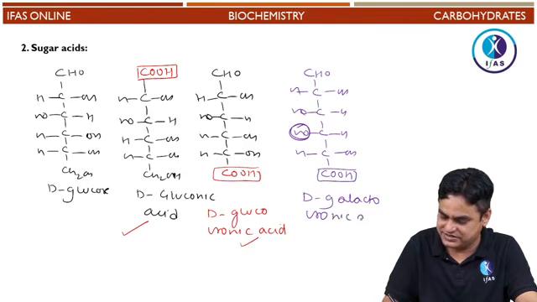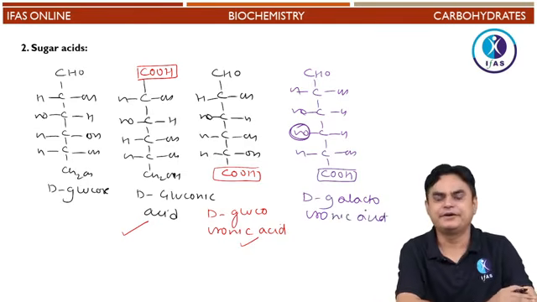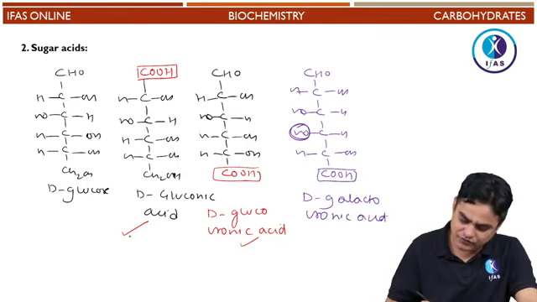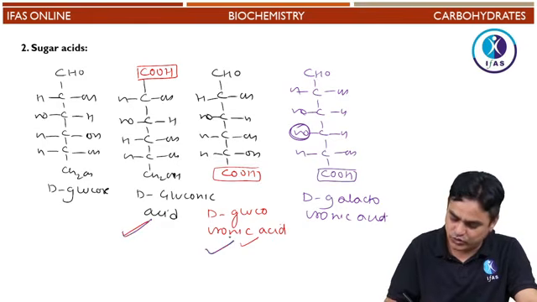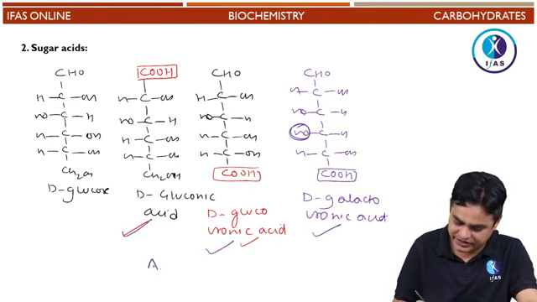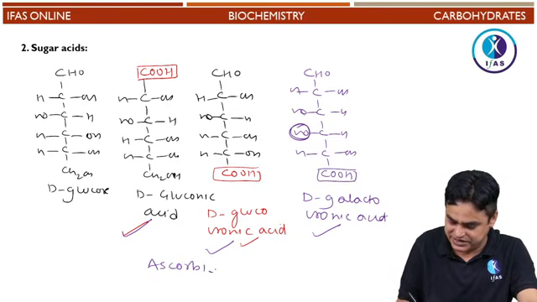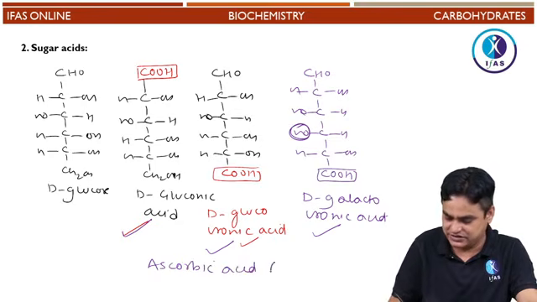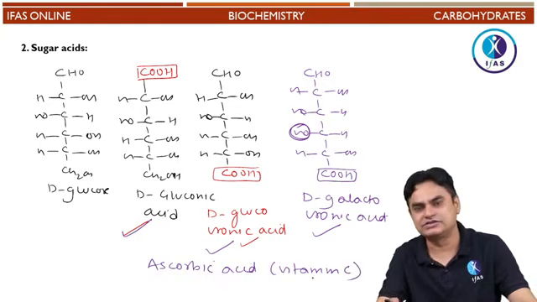D-galacturonic acid. Okay, so examples of sugar acids are gluconic acid, glucuronic acid, galacturonic acid, and even ascorbic acid, which is vitamin C, is an example of a sugar acid. Vitamin C is also a sugar acid.